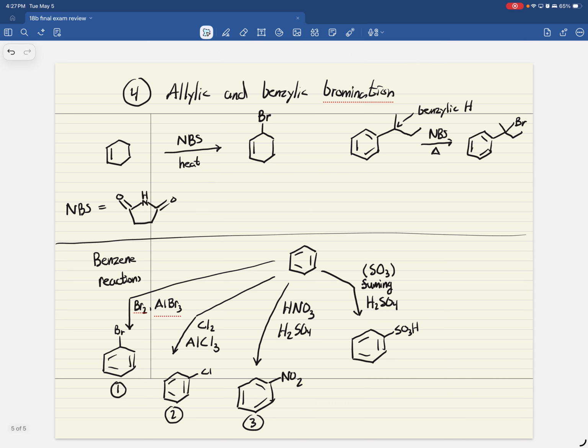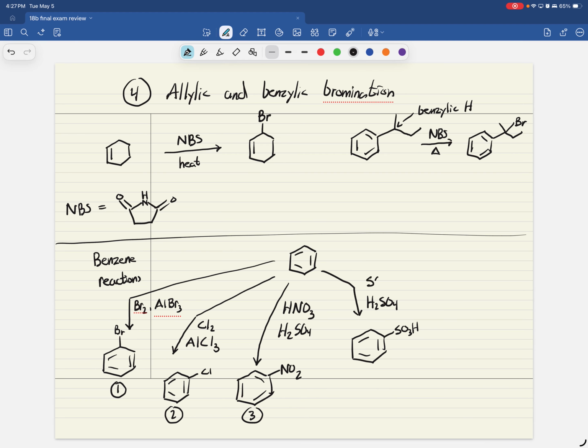Yeah, Alondra. Oh, sorry. So fuming sulfuric acid means you have concentrated sulfuric acid and SO3. When we say fuming, you would write SO3, comma, H2SO4. That's what fuming sulfuric acid is. It's called fuming because it gives off a lot of gas. It looks like it's giving off a lot of exhaust. Yeah, you're welcome.